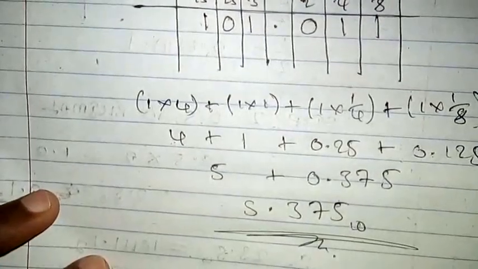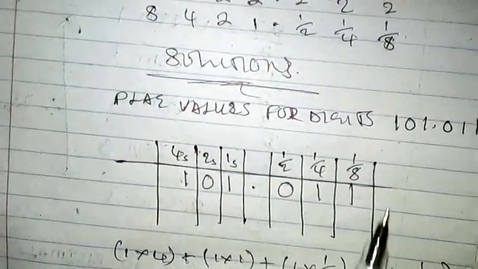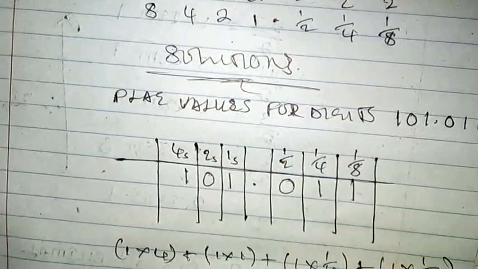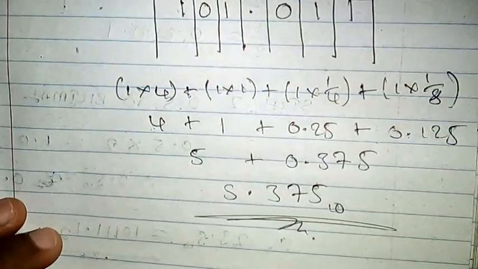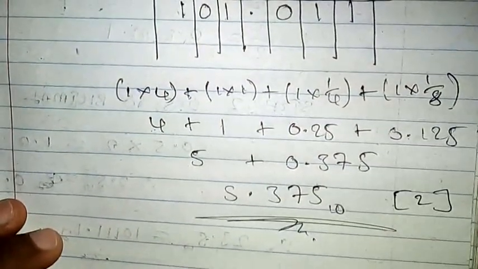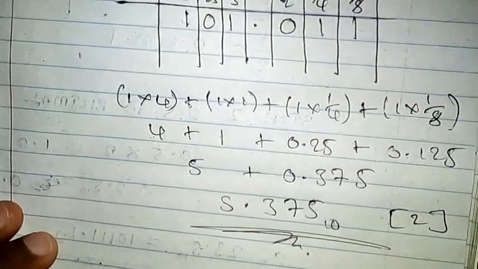We have converted that number, which is 101.011, into a number in base 10. And if you answer like this in the exam, that means that you scored 2 marks.